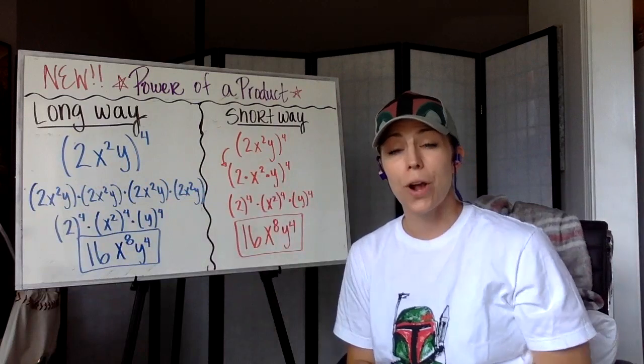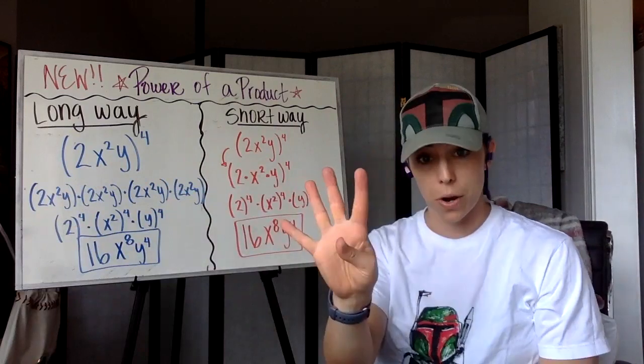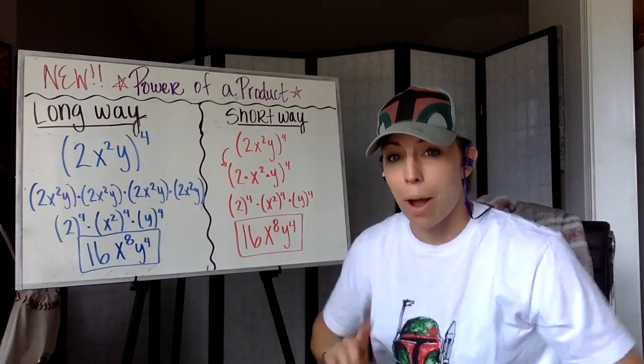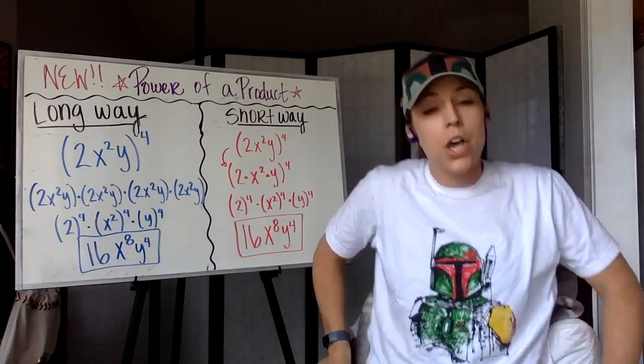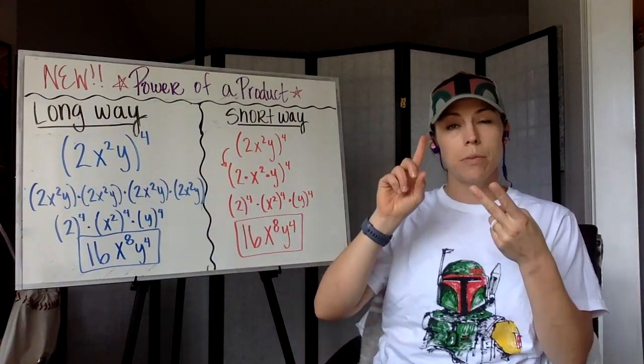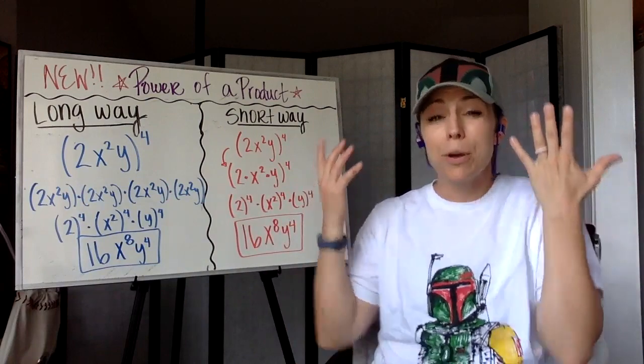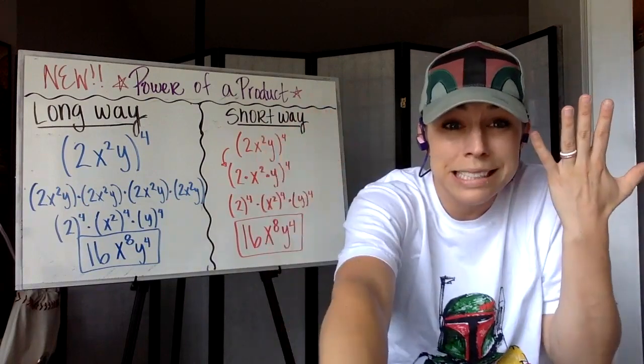That's called a power of a product. That is our 4th property. We have one final property, and you could probably guess what it is. We've done product of powers, quotient of powers, power of power, power of product. What could possibly be the last one?